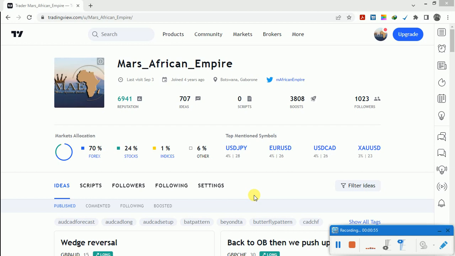So for our analysis, we are going to use TradingView. I'm sure some of you guys are using TradingView for analysis, so that is what we're going to be using. And this is our TradingView platform.